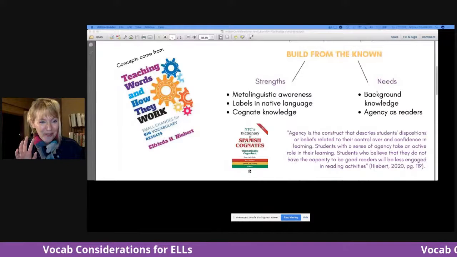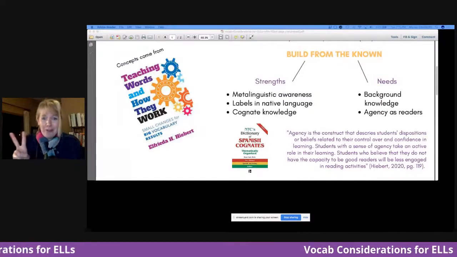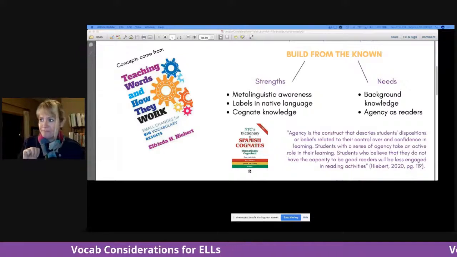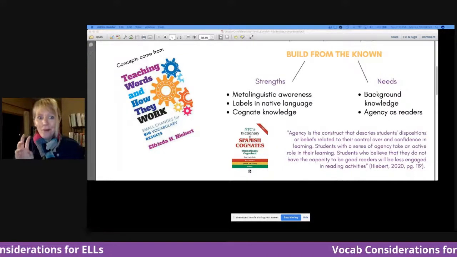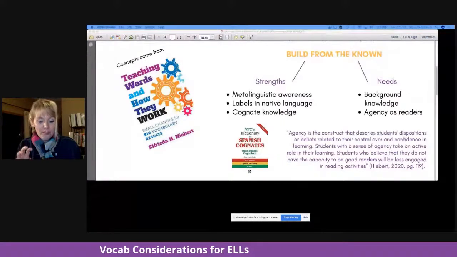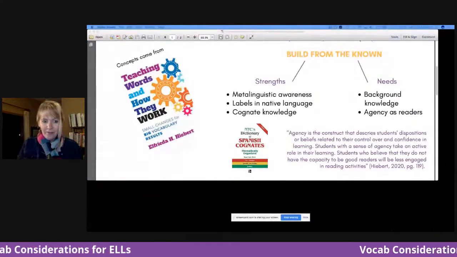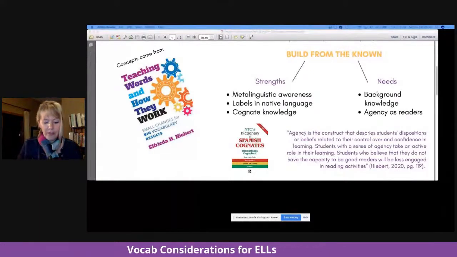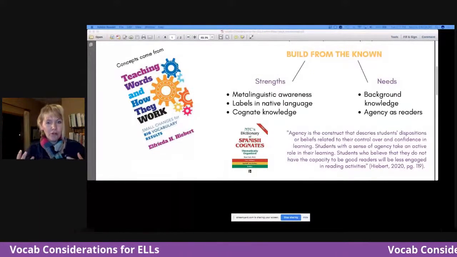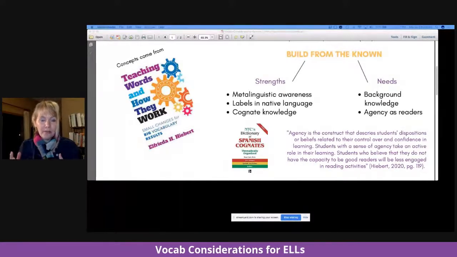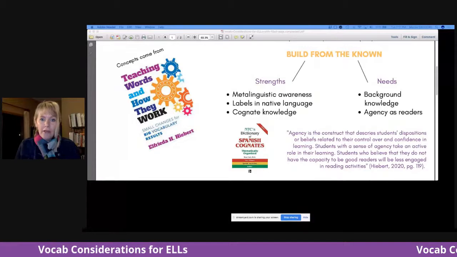So we talked about the strengths: metalinguistic awareness, labels already in their native language, and the potential of building on their cognates. But of course, the background knowledge is generally the thing that's going to be hurting them the most. And she pointed out in this book, Teaching Words and How They Work, a really interesting point about concepts from different cultures. In narratives, we're more likely to encounter concepts that a different culture may not know.